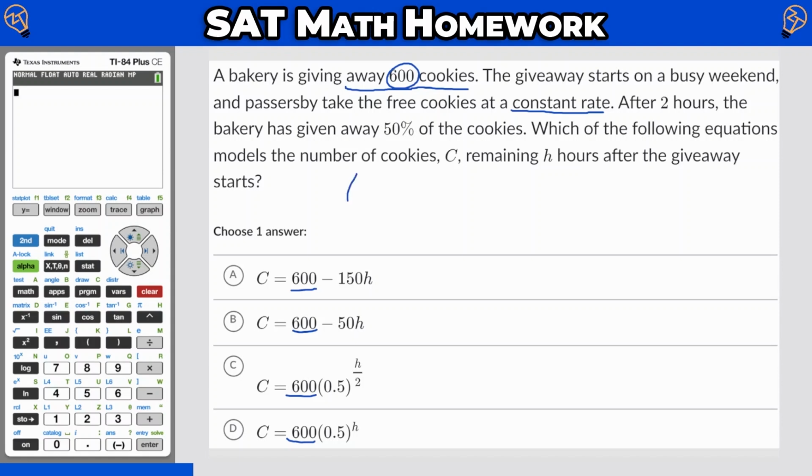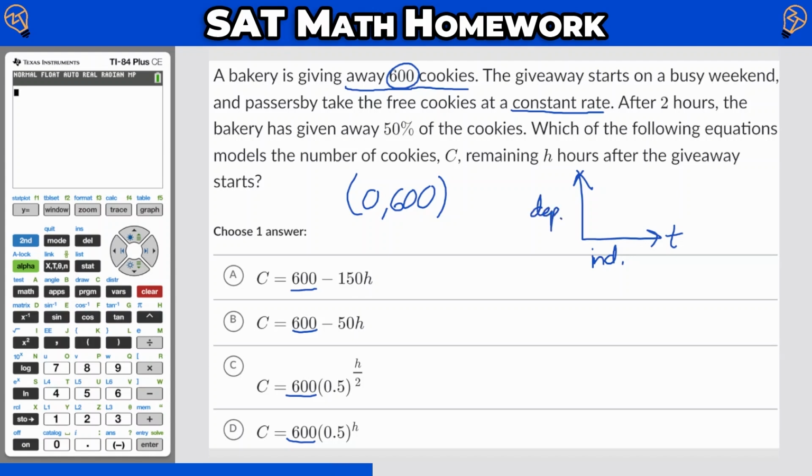However, let's look at these as ordered pairs. So if we start out at time 0 hours, having 600 cookies, and notice I put the 0 as the x coordinate because time is always independent. Doesn't matter how fast you run, how much you study, how quickly you do something or don't do something. Time is independent of all things. It doesn't change. Whereas in this case, the number of cookies we have is dependent on the amount of time at which this is occurring.